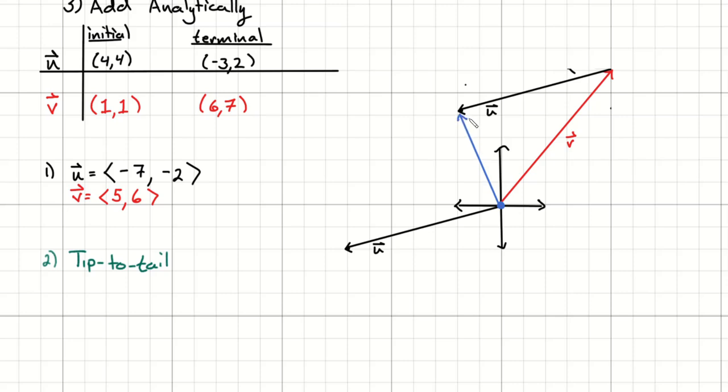There's a single vector that will do it. This vector right here, and we're going to define all this nicely, is what we call our resultant. This is where we actually get the answer.